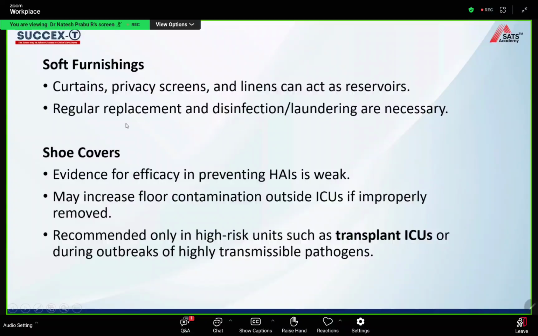It is usually replaced regularly, and disinfection and laundering are necessary. So soft furnishings include curtains, privacy screens, and linens that can act as reservoirs for MDR organisms.